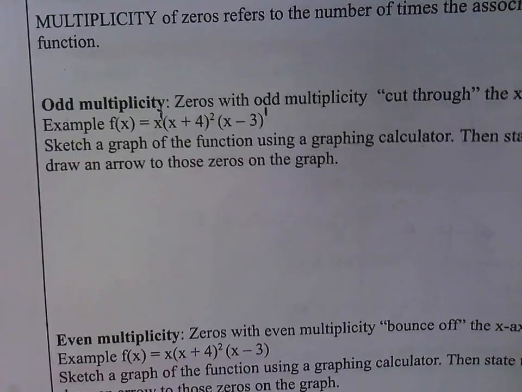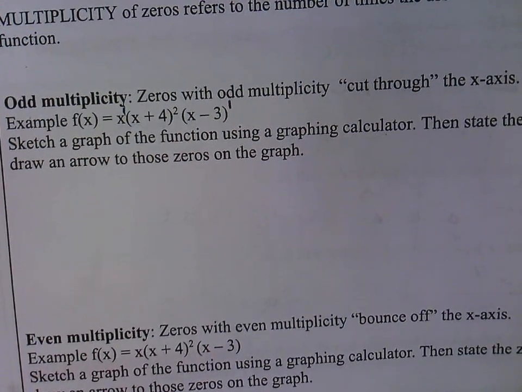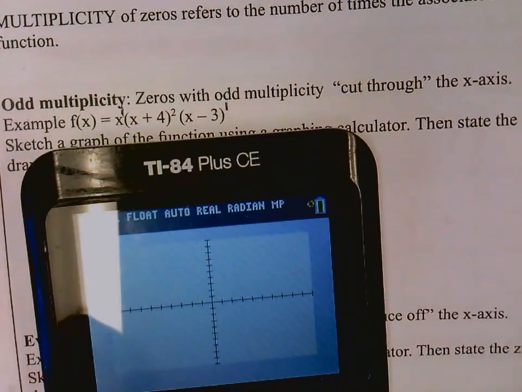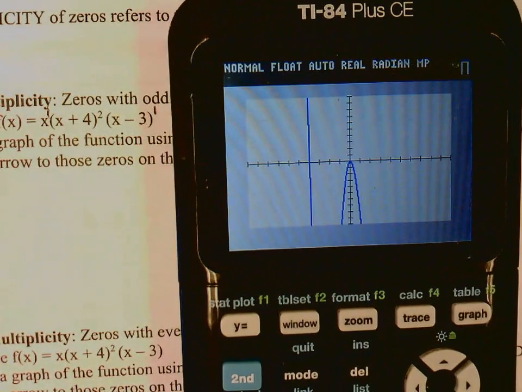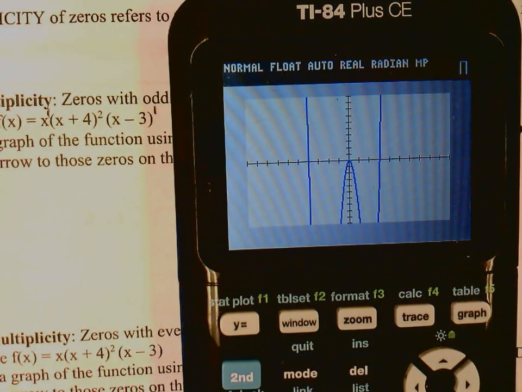So let me show you on a graphing calculator. You don't have to type this in. So I'll type it in. X times x plus 4 squared times x minus 3. Here is the graph of that function. So it's a W-shaped graph. That should make sense because what's my total degree? X times x squared times x would be x to the 4th. So this is a W-shaped graph, x to the 4th. And look, it cuts through the axis at negative.